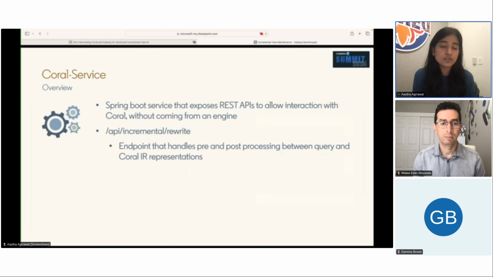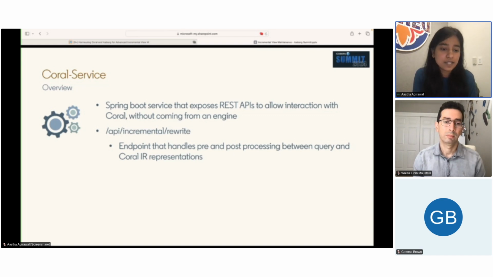Now we have looked at the core Coral technology, which allows us to convert a query into its incremental query. But how does DBT actually interact with Coral? For that, I want to introduce another component from within Coral called Coral Service. Coral Service is a Spring Boot service. This component exposes REST APIs that allow you to interact with Coral.